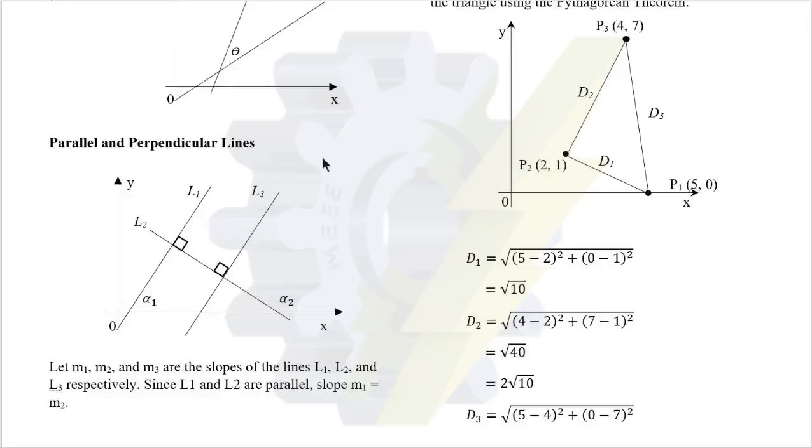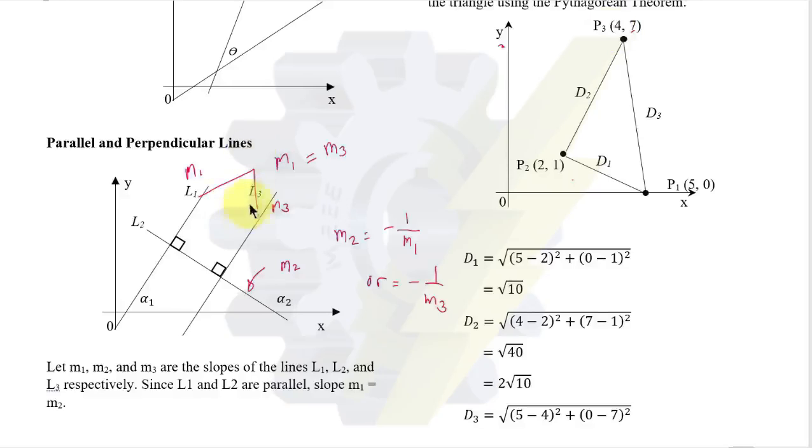Next we have the relation between parallel and perpendicular lines. Here are some examples of the important relations between parallel and perpendicular lines. Say for example, for L1 we have slope M1, for L3 or line 3 we have M3, and for the slope of line 2 we have M2. The relation between parallel lines is that they have the same slope.